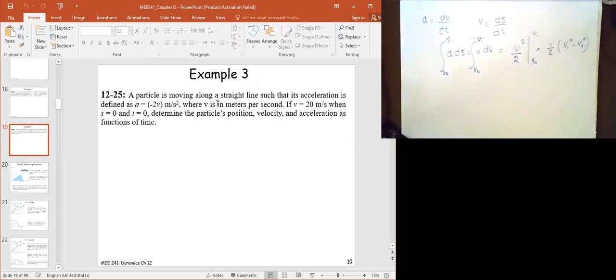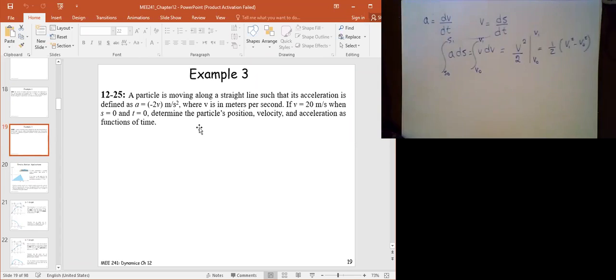So let us actually do example 3, and we'll go from there. In example 3, we have a particle that is moving along a straight line such that its acceleration is defined as a is equal to minus 2v, where v is in meters per second. If velocity is 20 meters per second when time is equal to 0 and s is equal to 0, we need to find the particle's position, velocity, and acceleration as a function of time.